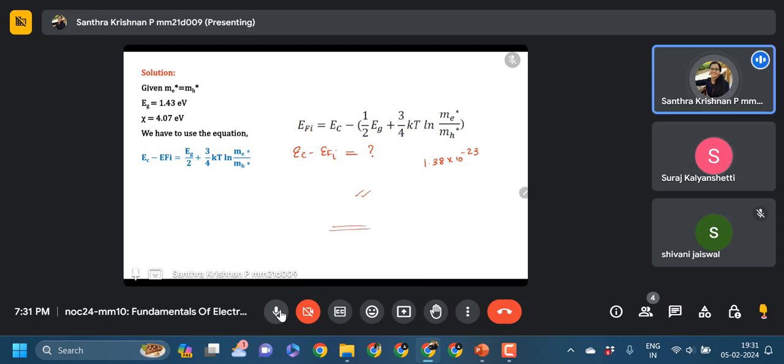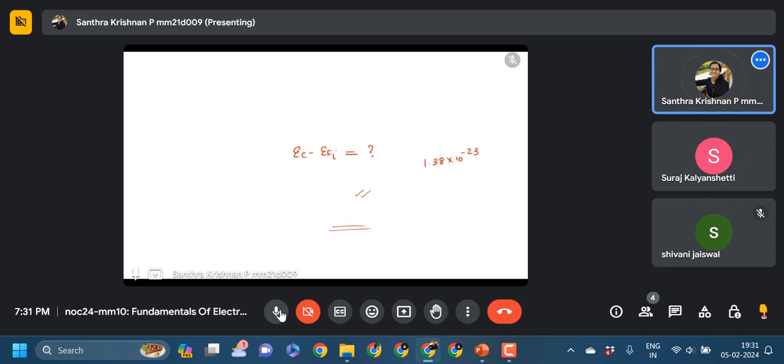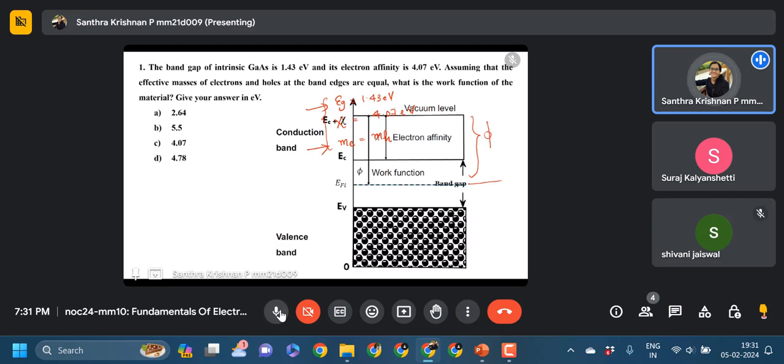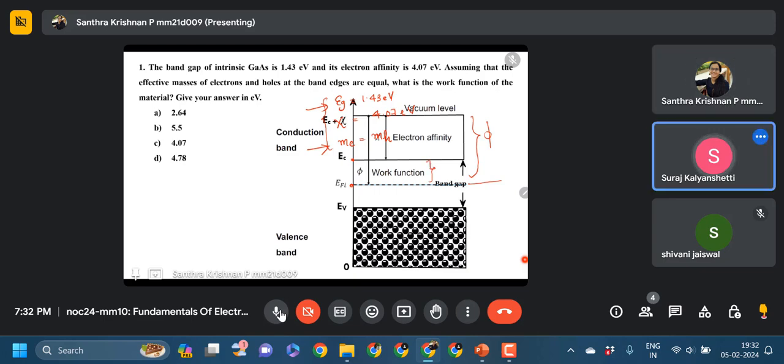If you see the previous diagram, this is your EC and this is your EFI. So this EC minus EFI, this small portion you got, is 0.715. If you add the electron affinity, you will get your work function. But how to get this equation?